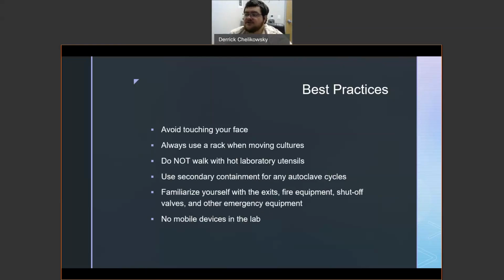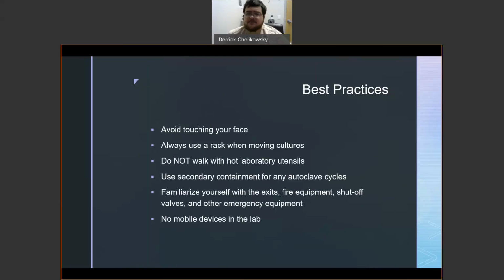You want to familiarize yourself with the exits, fire equipment, shutoff valves, and other emergency equipment in the lab. This also includes things like SDSs, or safety data sheets. Safety data sheets are provided to you in the lab, as well as our biosafety protocols that are approved by the Institutional Biosafety Committee, as well as our exit procedures in the case of an emergency. The last of those, there is a specific video on exit procedures on YouTube waiting for you to watch.